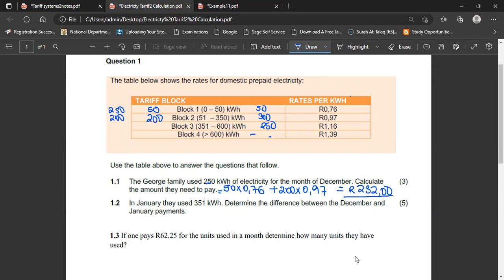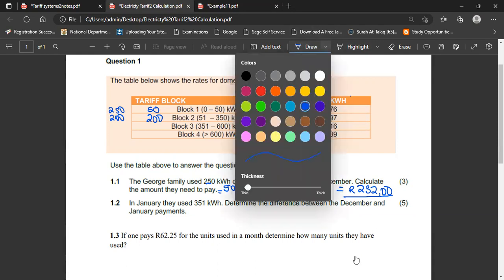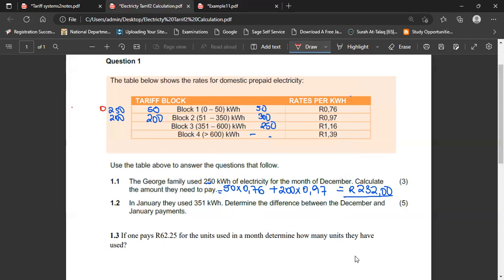In January, they used 351 kilowatts. Determine the difference between December and January payments. We are going to do the same. However, allow me to use a different color for January. I will use red. Now, January, this was December. January, they are talking of 351. You see? Still, you shall say the 51 units are in block number 1.